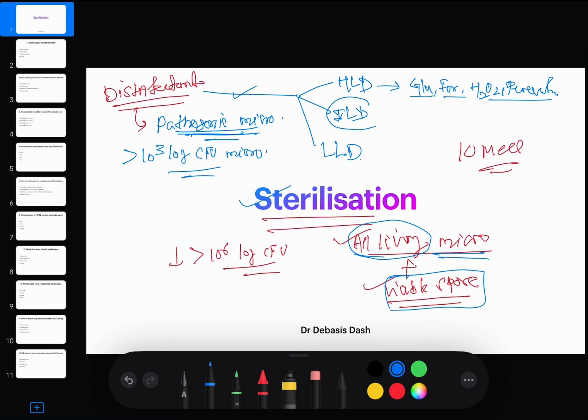What are the intermediate level disinfectants? They are phenol, cresol, lysol, and halogens like iodine and chlorine. These come under the intermediate level disinfectants.